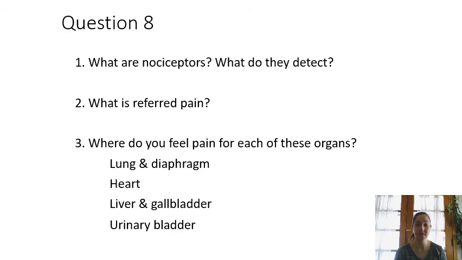Okay, what are nociceptors and what do they detect? What is referred pain? And then where do you feel the referred pain for your lung and diaphragm? Where do you feel it for your heart? Where do you feel it for your liver and gallbladder? And where do you feel it for your urinary bladder?